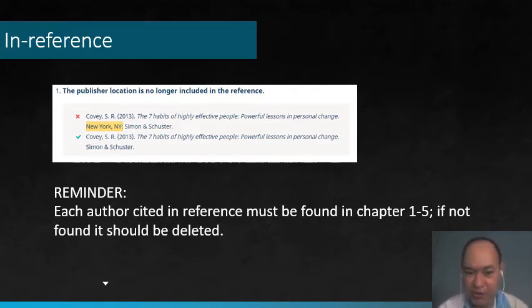Reminder, each author cited in the reference must be found in Chapter 1 to Chapter 5. This means if you are the advisor, you have to check each and every single author citation in the reference list, go back to Chapters 1 and Chapter 5, and check them manually. Yes, I know it is so tiresome. This is why we say research is a scientific process. It is scientific because there are procedures that we have to follow and respect.